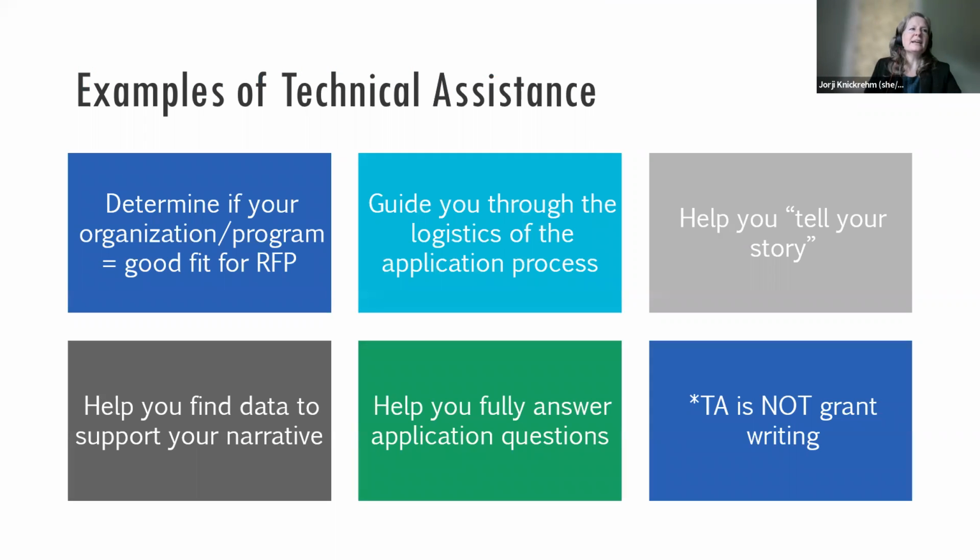So TA can come in many forms depending on the needs of your organization. Some examples of technical assistance that our Best Starts for Kids TA providers can help you with: they can help you determine if your organization or program is a good fit for a particular RFP. In other words, they can help you think through the suitability for that RFP so you don't end up putting a lot of time into an application process that may not be right for your organization. Or, on the other hand, they can assure you that, yes, you are the right fit for this RFP.